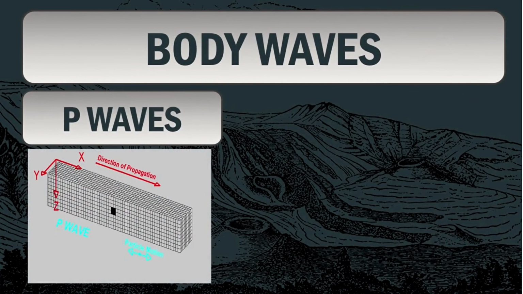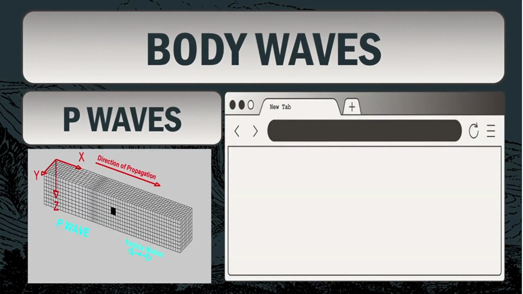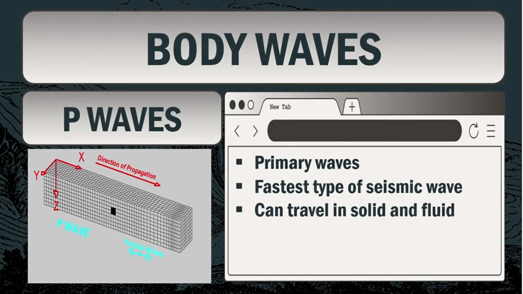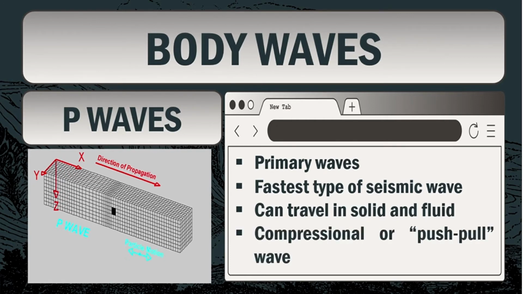The first kind of body wave is the P wave or primary wave. This is the fastest kind of seismic wave, and, consequently, the first to arrive at a seismic station. The P wave can move through solid rock and fluids, like water or the liquid layers of the Earth. It pushes and pulls the rock it moves through just like sound waves push and pull the air. P waves are also known as compressional waves, because of the pushing and pulling they do.